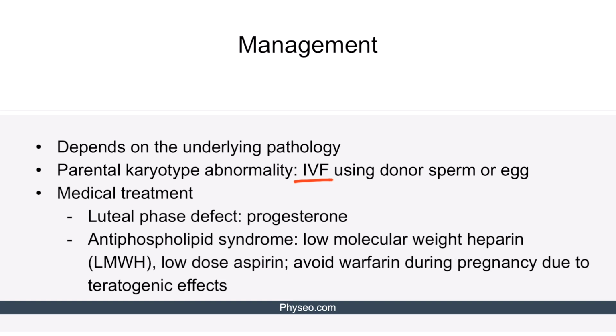In vitro fertilization using a donor sperm or an egg can be done in cases of parental karyotype abnormalities. A luteal phase defect can be treated with progesterone, and antiphospholipid syndrome is treated with low molecular weight heparin and low-dose aspirin. Warfarin must be avoided during pregnancy due to its teratogenic effects. However, warfarin should be given to non-pregnant patients with a history of thrombosis.